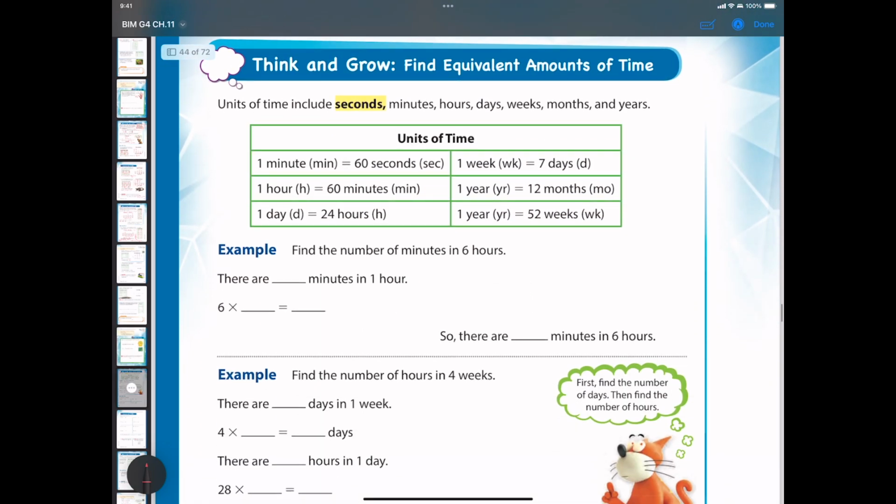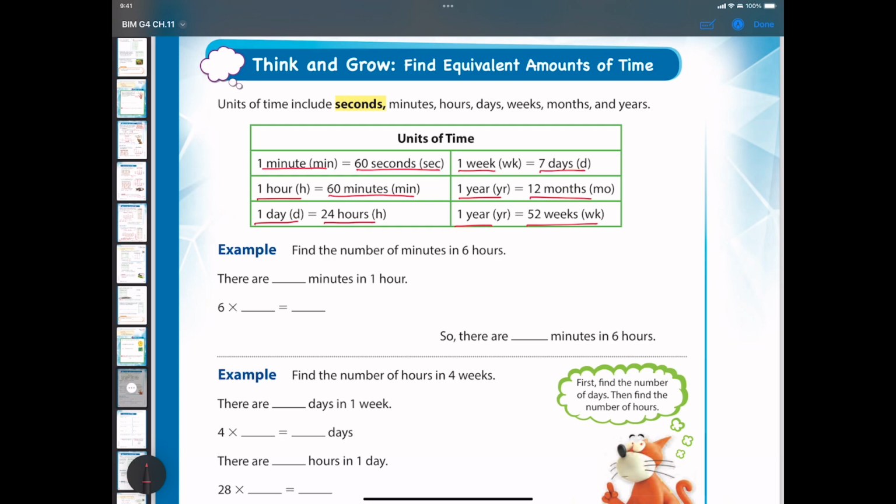All right, let's move on. Units of time include seconds, minutes, hours, days, weeks, months, and years. We know 1 minute is equal to 60 seconds, and 1 hour is equal to 60 minutes. 1 day is equal to 24 hours. 1 week is 7 days. 1 year is 12 months. And 1 year is 52 weeks.